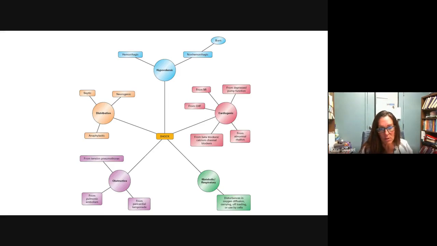Next, we have metabolic or respiratory. This is one that we don't see a ton, but this can be from any other potential disorder, like patients that are acidotic from gas exchange not happening like it's supposed to. Any type of respiratory disorder. These can be ARDS patients or acute respiratory disease. It can be from SARS. It can be things like that.